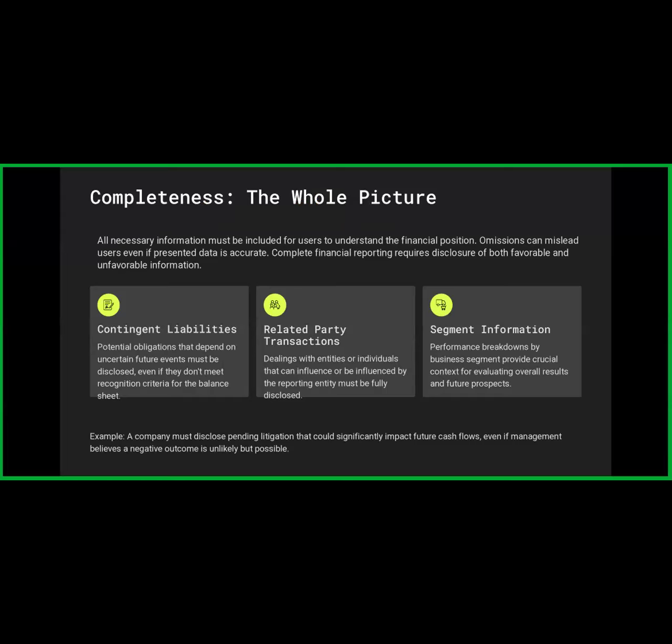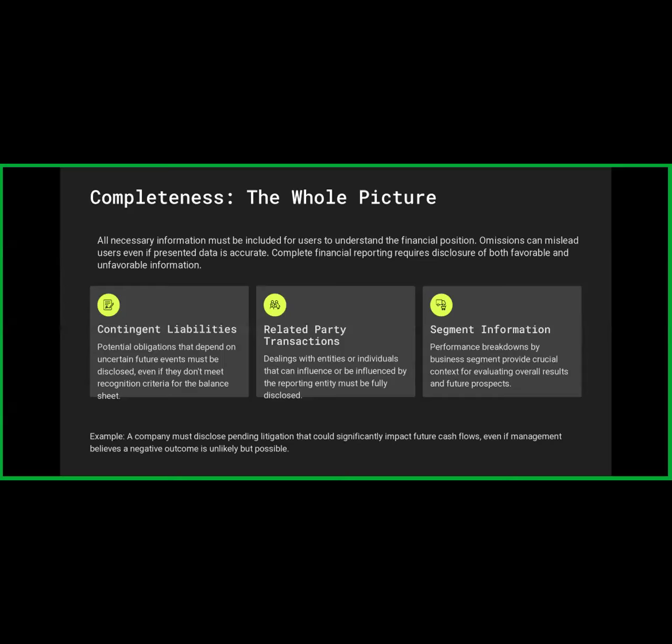Complete financial reporting requires disclosing both favorable and unfavorable information. The losses and the liabilities are unfavorable information for the organization. If they disclose that information, it may hamper their position in the market, the confidence of the investors, competitors, customers, and all these things. But in financial reporting, what we expect from the organization is that they must disclose both types of information, favorable and unfavorable. Then only do we call it a good financial statement.